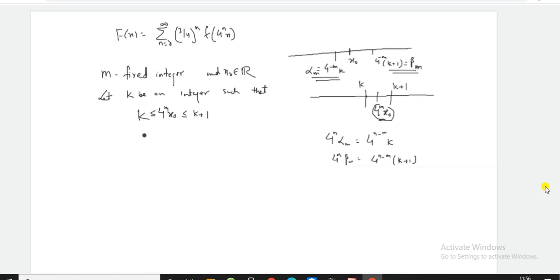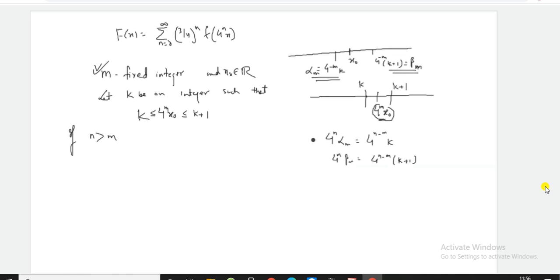Now your m was a fixed integer. n is variable. n is a variable number, a variable integer. So we consider three cases, in fact. When n is greater than m. Suppose this n is bigger than m.